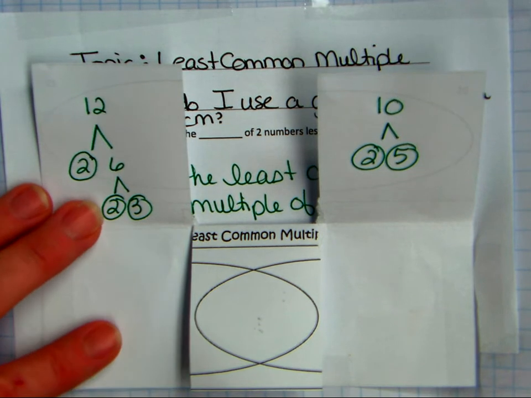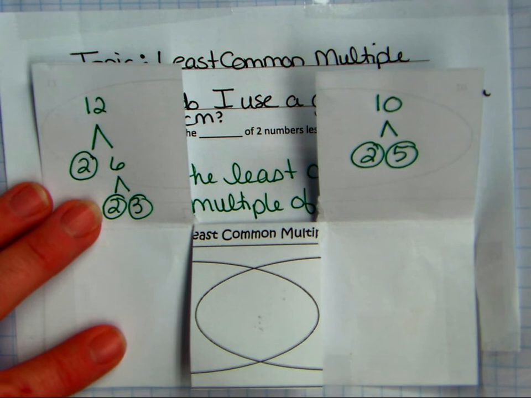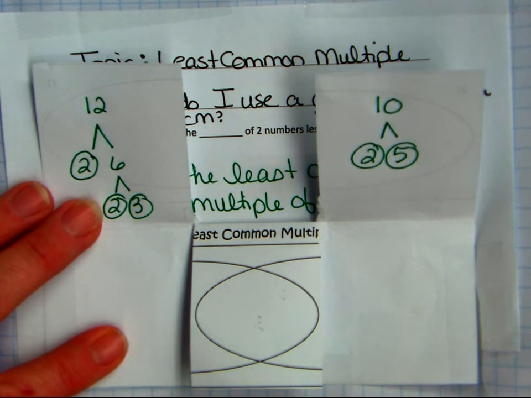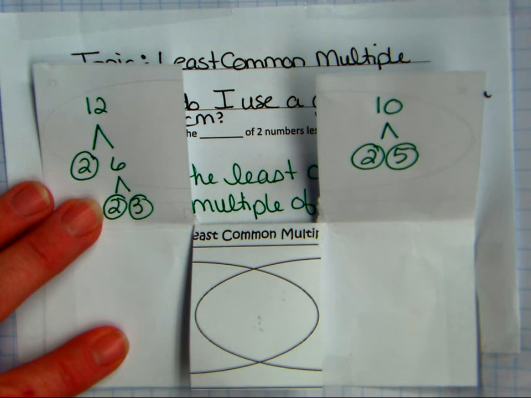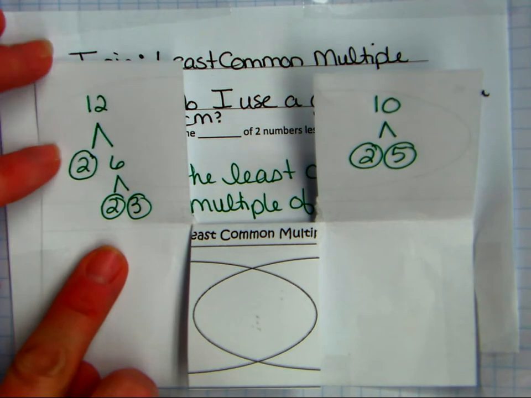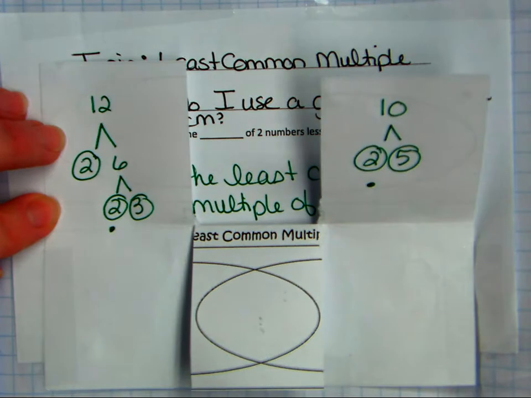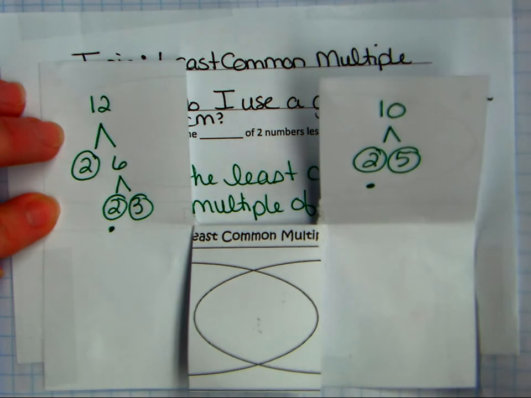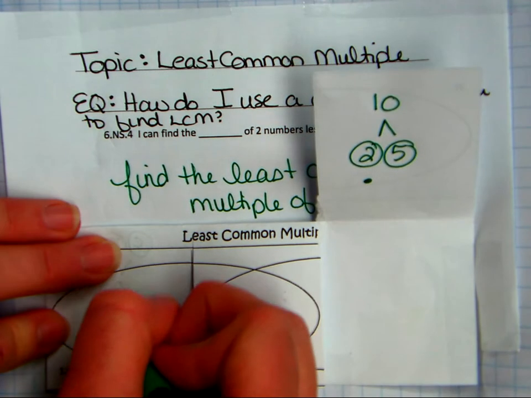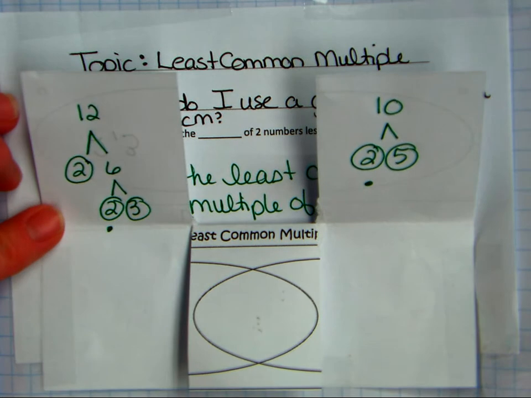So then I'm going to list only the factors of 12 on the left side. So over here, I notice that 2 is the same as 2. And that's it. That's the only one that's the same. So I can put 2 and 3 on this side because they don't repeat over here.